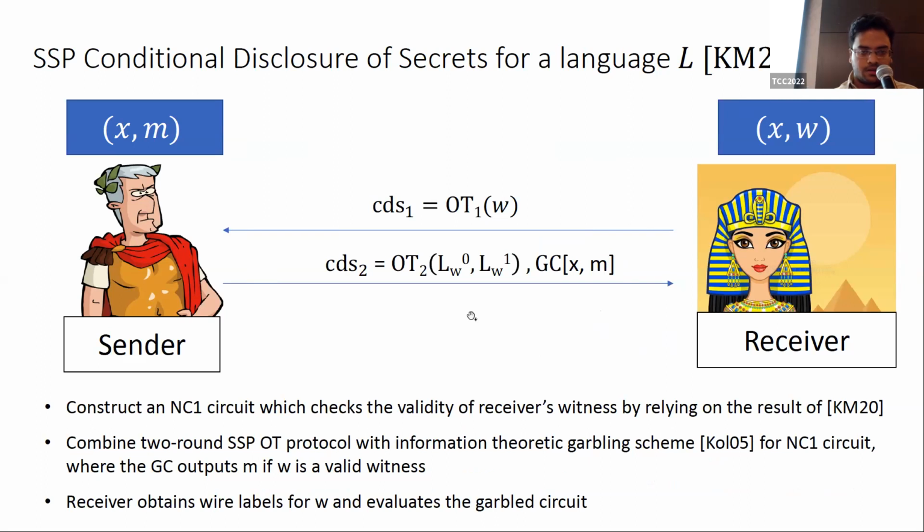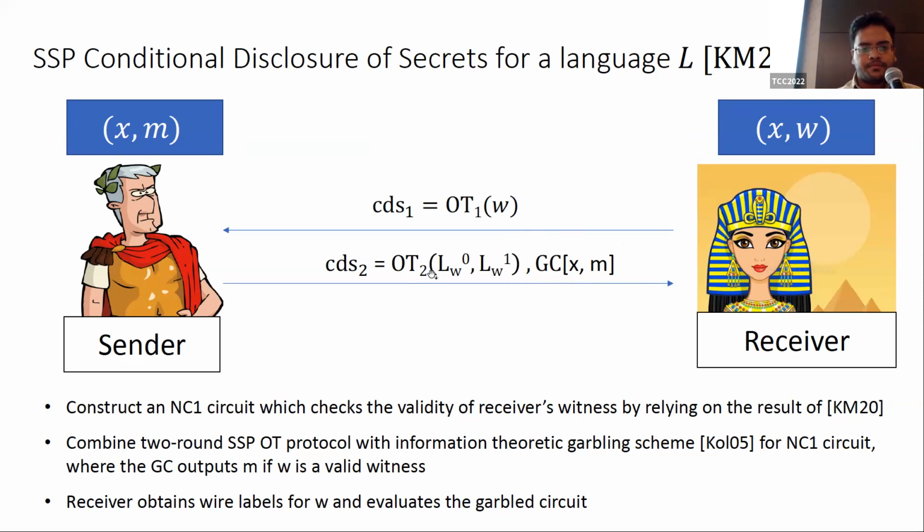So they basically construct this protocol from 2-round SSPOT and information theoretic garbling. In the first round of the CDS protocol, the receiver invokes the SSPOT with choice bits as the witness bits. Then the sender basically garbles a circuit which has the private message M hard-coded inside it, and the NP statement X. This garbled circuit takes as input the witness, and it verifies X comma W, whether X and W is in the language. If it is, then it outputs M, else it outputs 0.